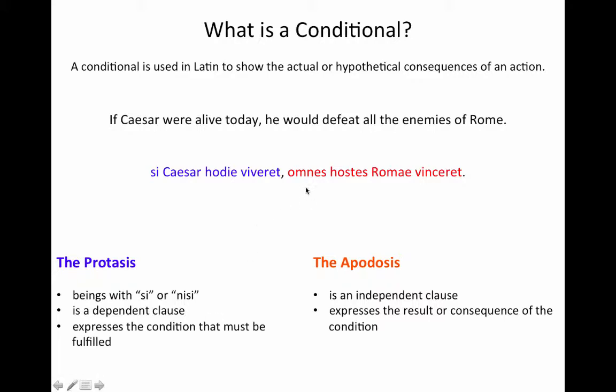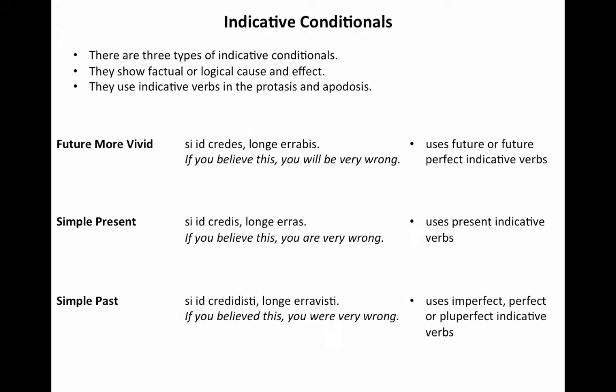And the next thing, here in red, is the apodosis, and this is the independent clause of the sentence, and it's the result, whether real or imaginary, of the protasis. So we have two types of conditional clauses, those that use indicative verbs and those that use subjunctive verbs, and there are three of each.